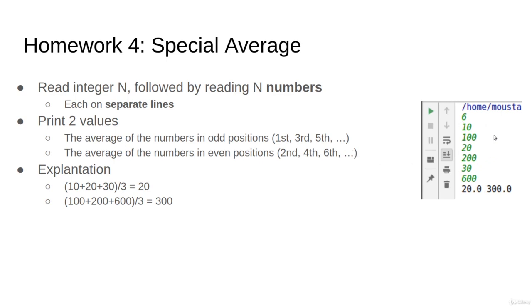So if these are our 6 numbers here, then we will print 20, which is the summation of 10 and 20 and 30, and so on. That's all.